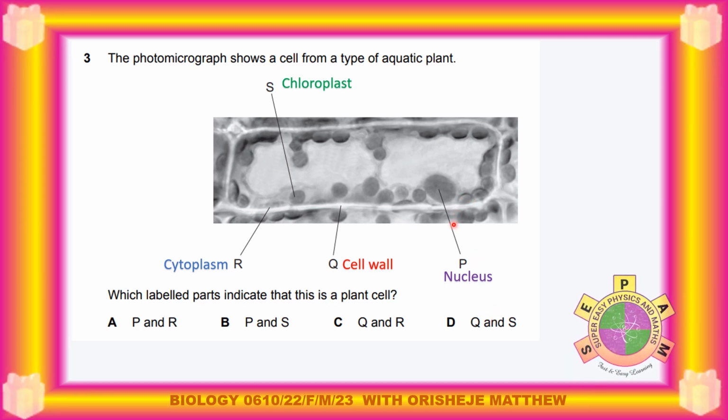So if you look at this particular feature, which labelled part indicates that this is a plant cell? So that will be the part that is present in plant cell but not present in animal cell, which is the chlorophyll and the cell wall. So that makes the answer. So to indicate that it's a plant cell, you have the chlorophyll and the cell wall. So the answer is D.